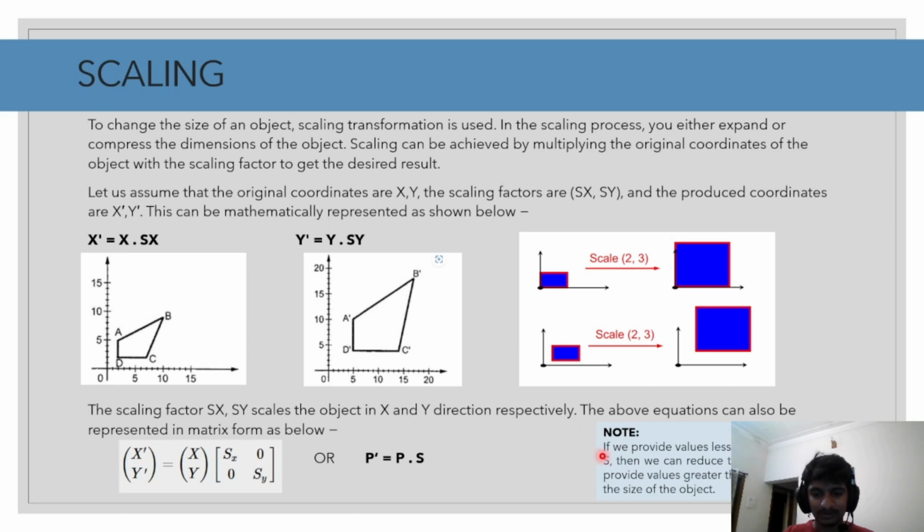And note that if we provide a value less than 1 to the scaling factor s, then we can reduce the size of the object. If we provide values greater than 1, then we can increase the size of an object. So the scaling factor is multiplying it. If you give the scaling factor as anything greater than 1, it will increase in size. Less than 1, it will reduce in size. And if it's 1, it will stay the same.